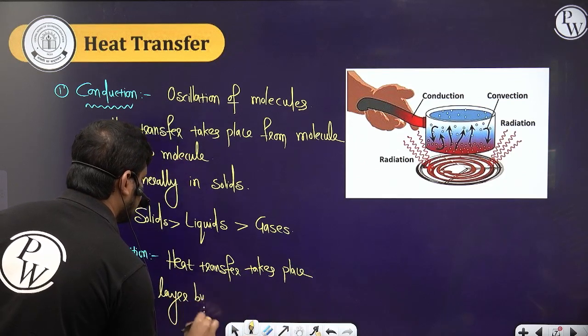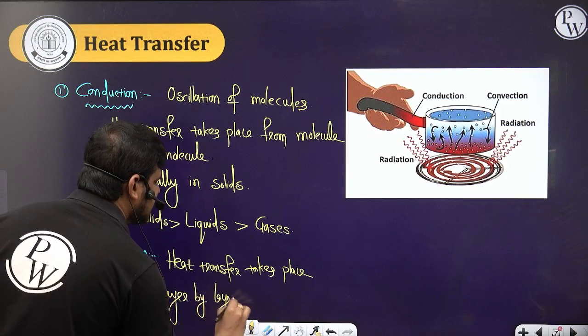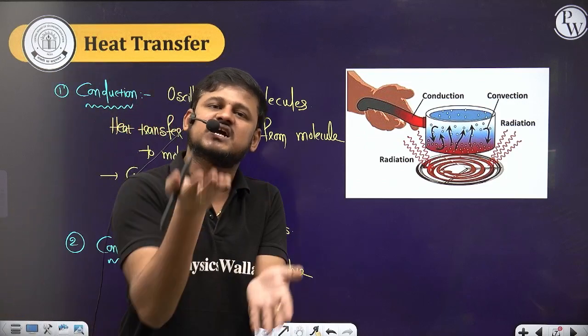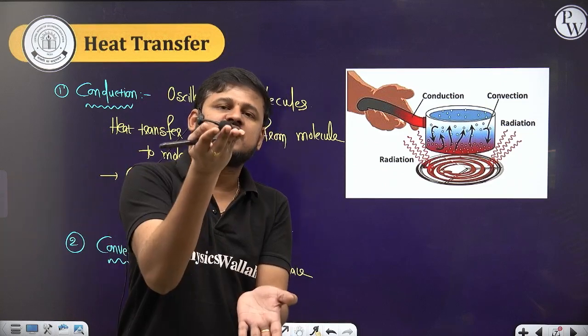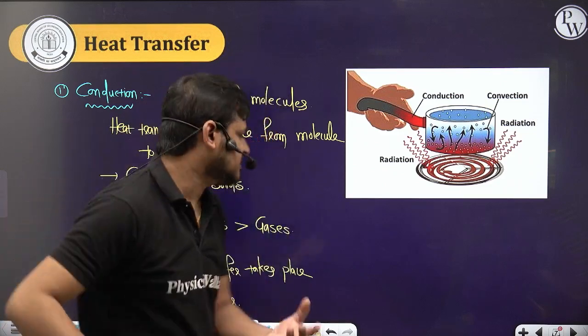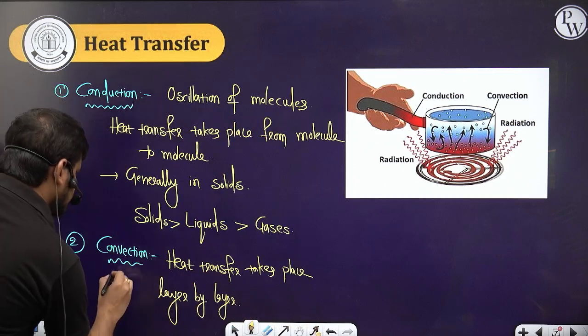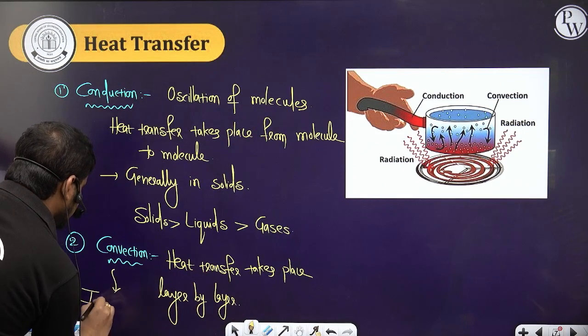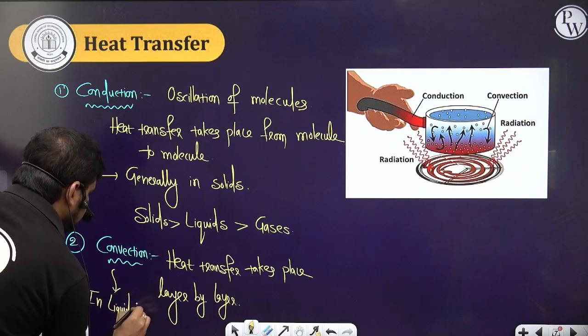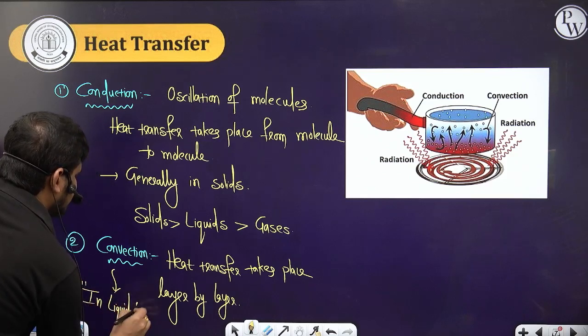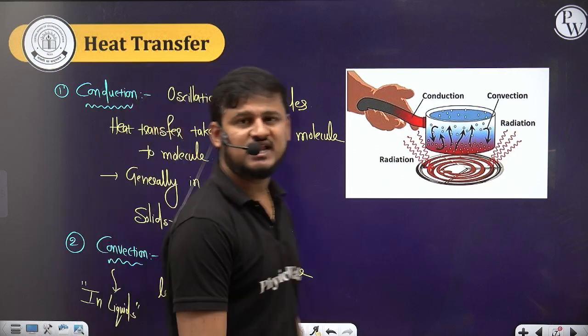Okay, so here the first layer takes the heat and it goes away, and the second layer will come up, it will take the heat and again it will go away. The third layer will come up, it will take the heat and go away. So like that, the heat transfer takes place. So this convection is generally in liquids. Convection is only in liquids.